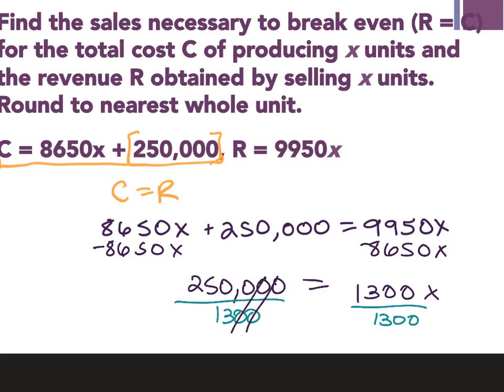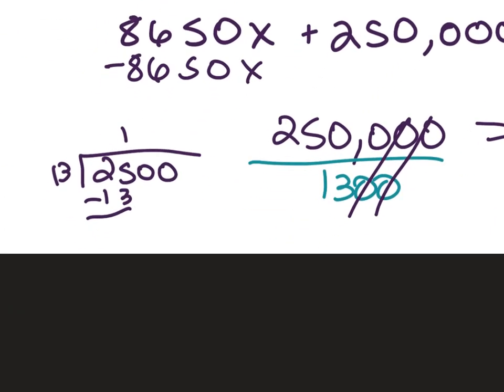I'm going to cancel through these zeros, and I get 2, 5, 0, 0 divided by 13. So this is once. Okay, this is 12. That's 9.